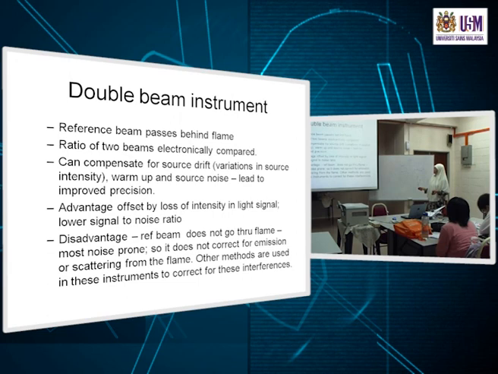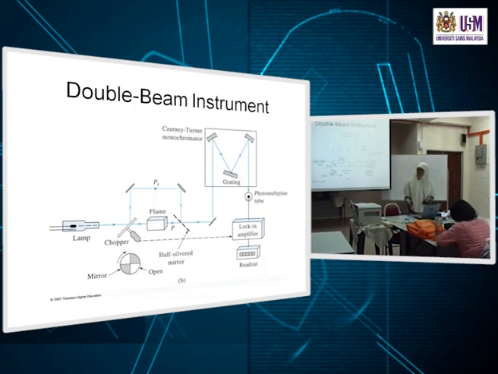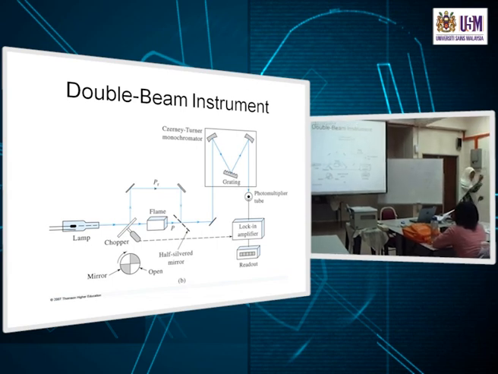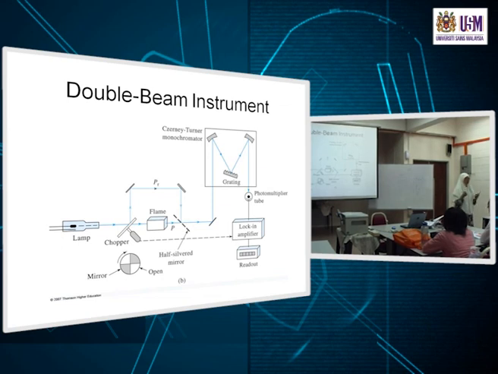But as we have seen, the reference beam does not go through the flame. One problem in atomic absorption: say you have a flame, and a particular small particle can actually radiate in a direction. So the light will scatter, some will be absorbed, but you get a high content.